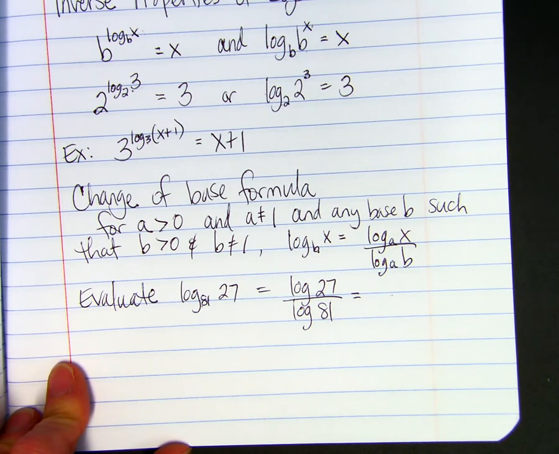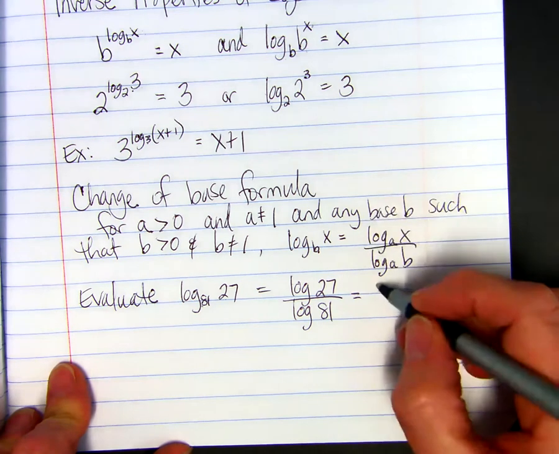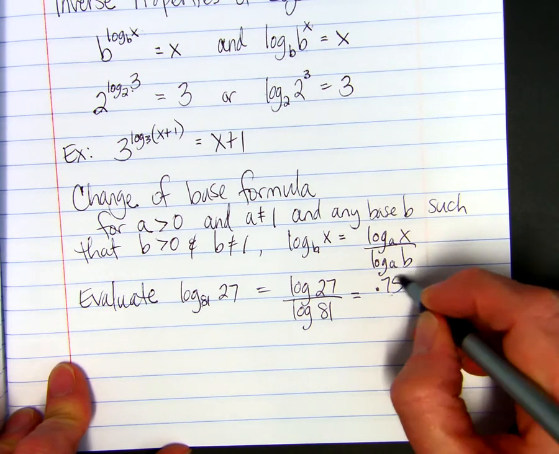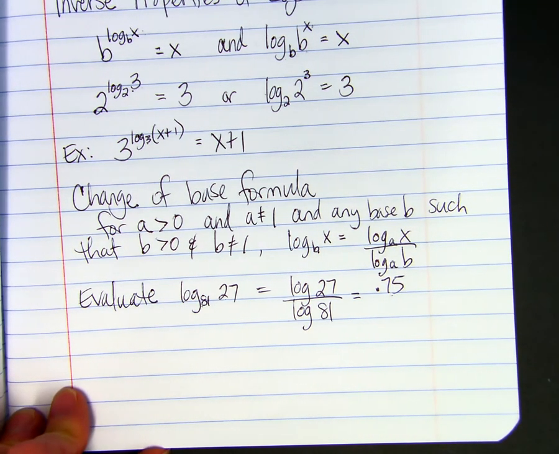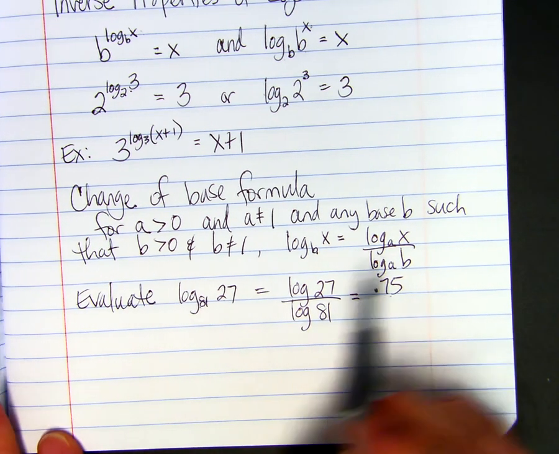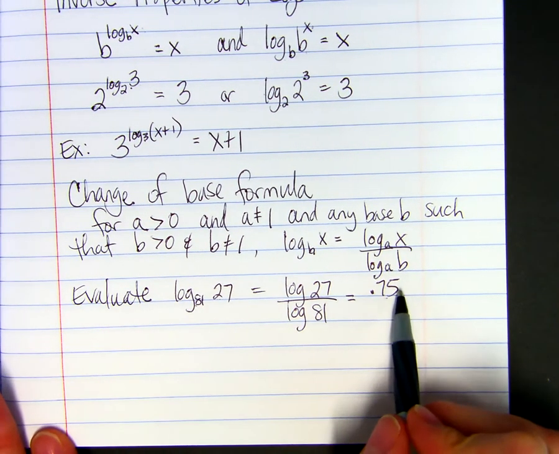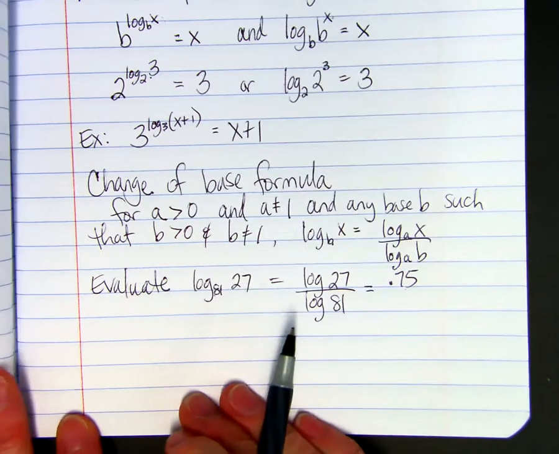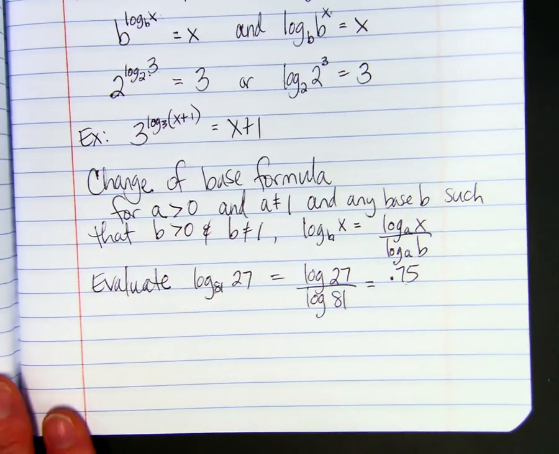Okay. So this would be 3/4 or 0.75. So the log base 81 of 27 is 0.75. So if I raised 81 to the 3/4 power, I would get 27. That's just what that means.